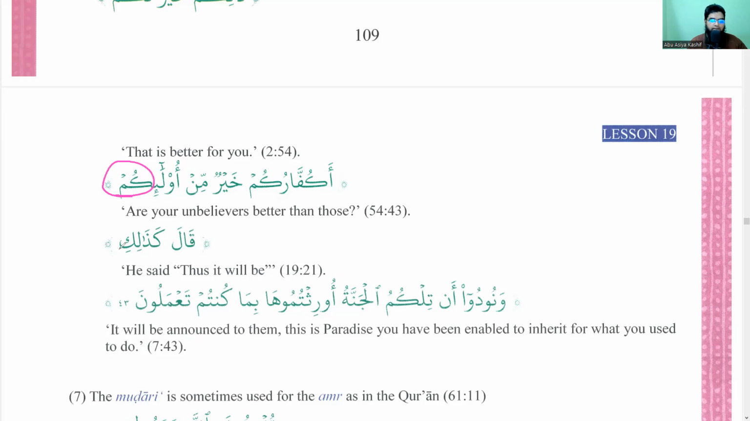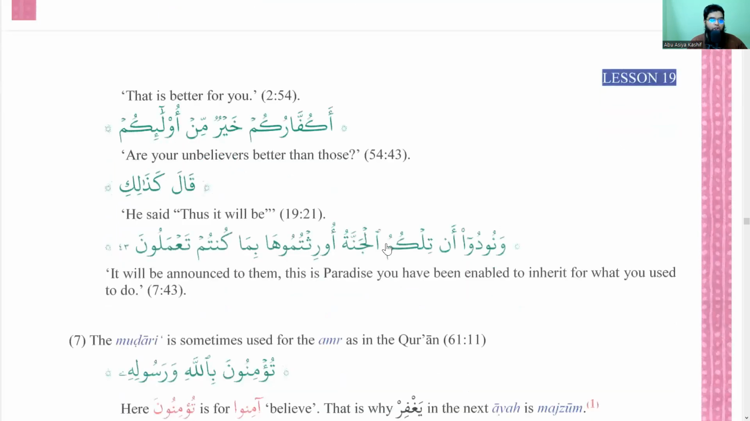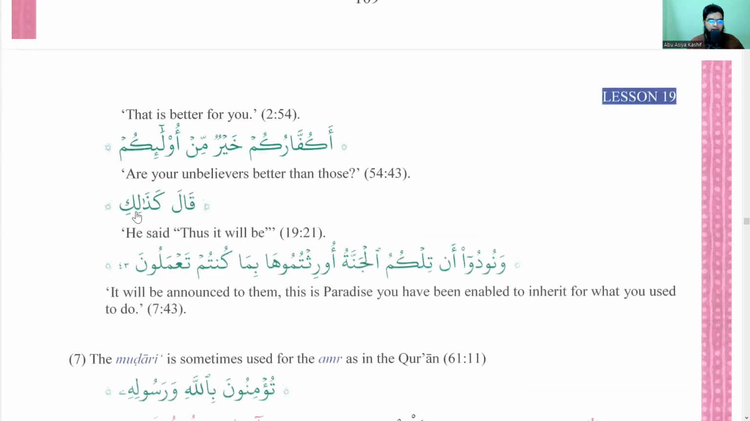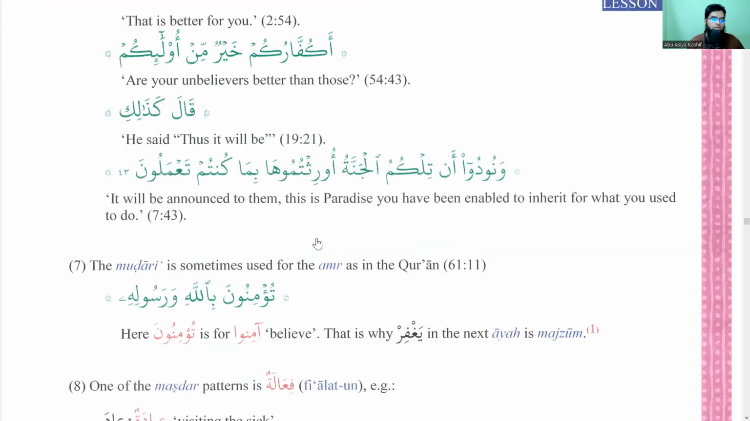Qala kadhaliki, right? Qala kadhaliki qala rabbuki. Kadhaliki to a female. And wanudu an tilkumul jannah. Tilkum. See, tilka changed to tilkum. It'll be announced to them that this is paradise for you, that is paradise for you. Urithtumuha, which you have inherited, bima kuntum ta'malun, of what you used to do. Tilkumul jannatu. See, tilkum. It's very common, yeah? So you should not be confused, like, why is it kadhaliki? Why did it change to ulaikum? We can use all accordingly.